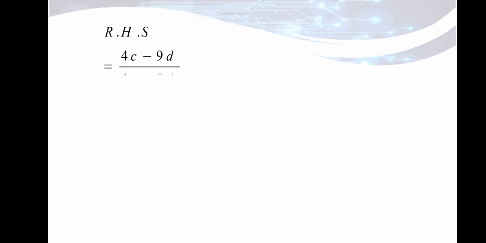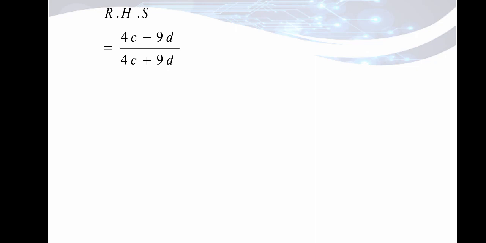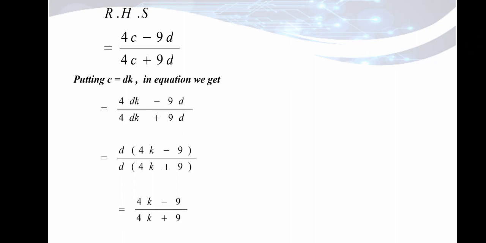Coming towards the right hand side, (4C minus 9D) over (4C plus 9D). Replacing C with DK in the equation, we get (4 into DK minus 9D) over (4 into DK plus 9D). In the numerator and denominator D is common, so we will write D into (4K minus 9) and D into (4K plus 9). D will be cancelled with D, so the remaining term will be (4K minus 9) over (4K plus 9), and here you can see the left hand side and right hand side are equal, so hence it is proved.